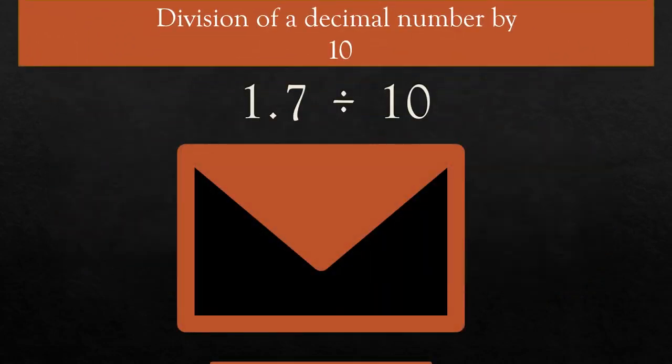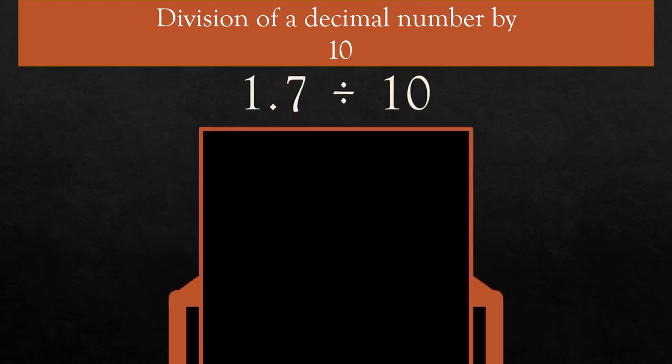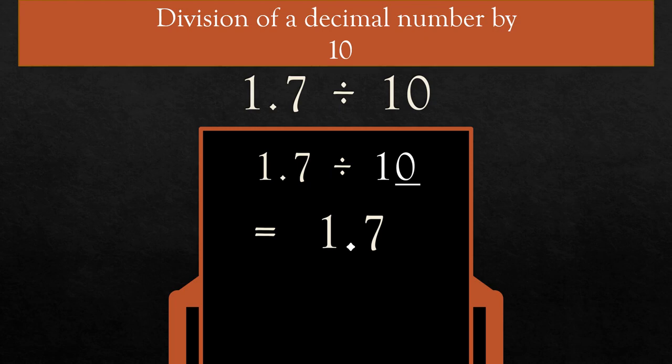For example, question number 1. 1.7 divided by 10. See, in divisor 10, we have 1 zero. So the decimal point shifts one place to the left. So the answer is 0.17.